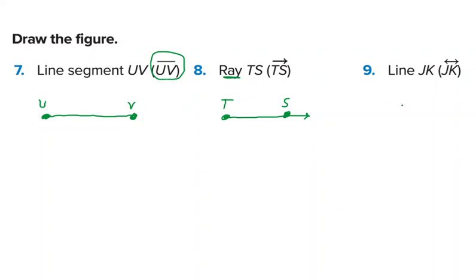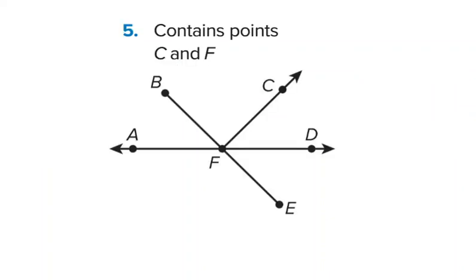And the last one here is line JK. And they could have written it KJ. We don't know what direction it's going. Okay, JK. Need an end point and an end point. Okay, a point right there. And then it's going to go through both of them on forever, isn't it? That's what line JK looks like right there. Okay, on to the next one right here.